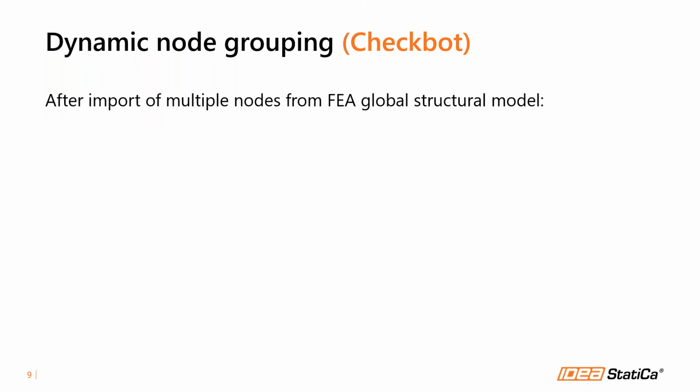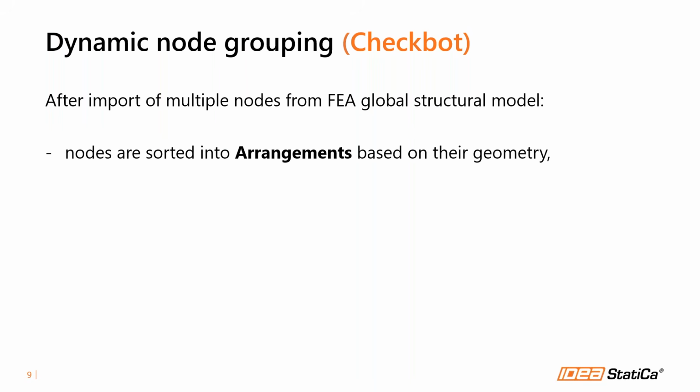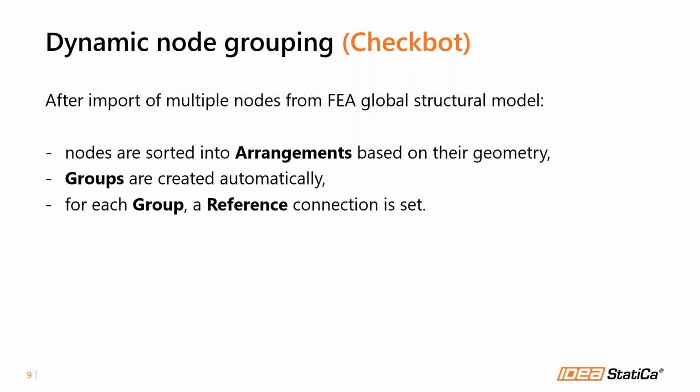So let's start with point number 1, dynamic node grouping. After import of multiple nodes from your software, nodes are first sorted into arrangements based on their geometry. I will talk about the definition of arrangement in a moment, so don't be scared by this term. Then groups are created automatically based on that, and then for each group a reference connection is set.